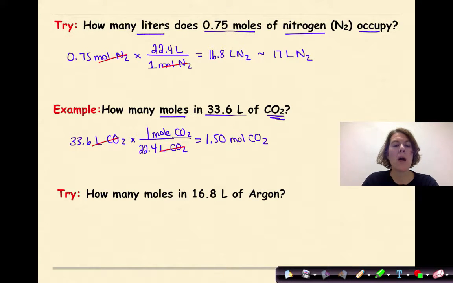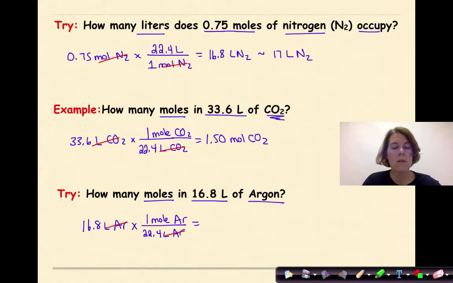Let's look at one more example. How many moles in 16.8 liters of argon? So my given is 16.8 liters of argon, multiplication sign, and a line. If I start with liters, liters needs to go on the bottom, and I know I'm converting to moles, so I'm going to put 22.4 liters of argon on the bottom, converting to 1 mole of argon. I'm going to make sure that my units cancel, so liters cancels liters. And then I'm going to multiply 16.8 times 1 divided by 22.4, and my answer will be 0.750 moles of argon. So again, another example of converting from liters to moles.